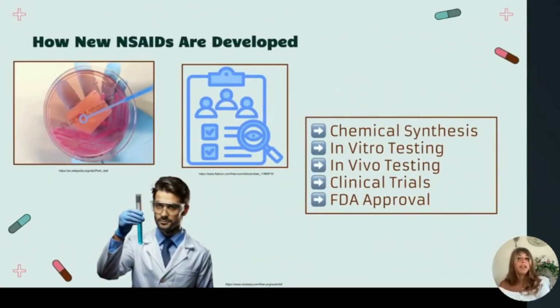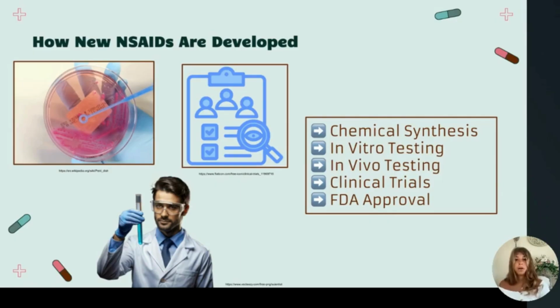So, before a new NSAID can be sold, it goes through a long developmental process. The first step is drug design. Scientists study the COX enzyme and try to design a molecule that will fit into the enzyme's active site. Next comes chemical synthesis. Chemists make a new compound in the laboratory and confirm its structure. After that, the drug is tested in vitro. In vitro means the experiments are done outside of a living organism, usually using cells or purified enzymes. Researchers test how well the drug blocks the COX enzyme and compare it to older NSAIDs.